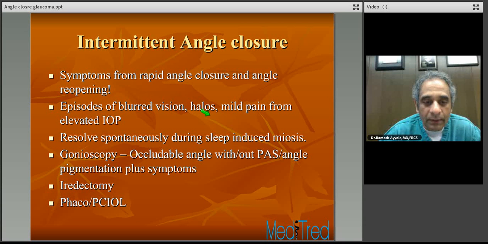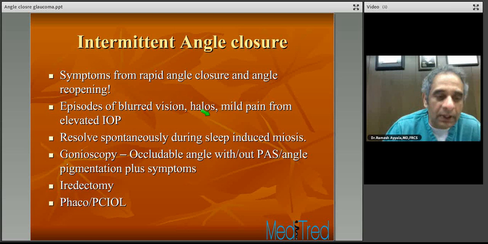In the trabecular meshwork area, that will give you a sign that these patients probably had intermittent attacks. That, combined with the symptoms that I described before, should lead you to strongly suspect intermittent angle closure. And if you do, and the patient is suffering with intermittent angle closure attacks, then of course you want to treat the patient with a peripheral iridotomy.